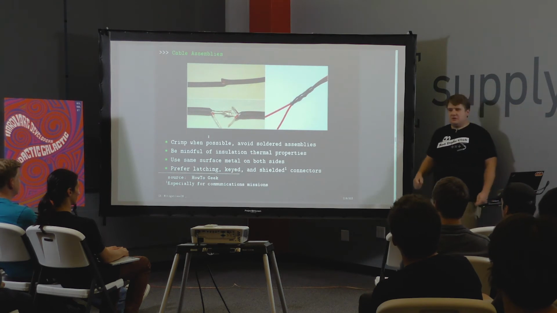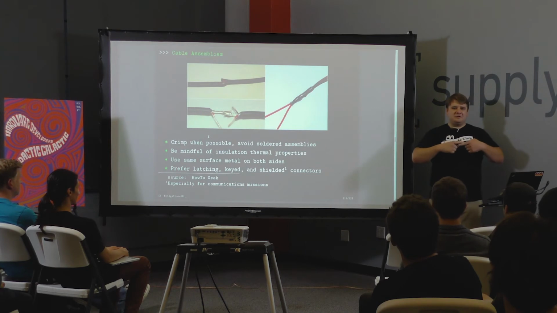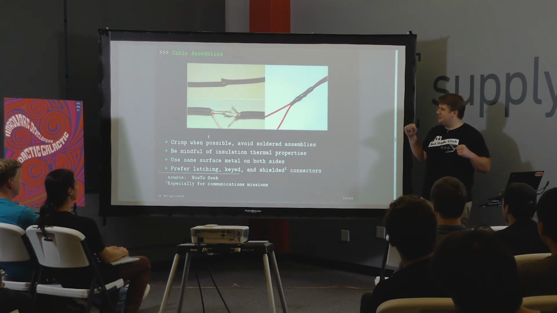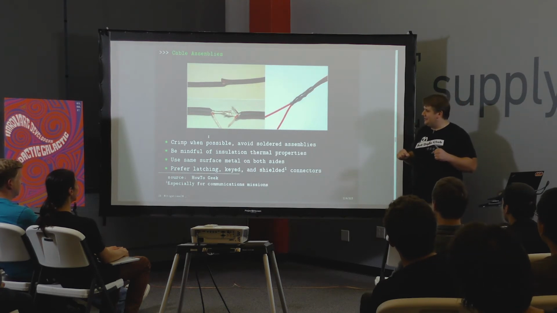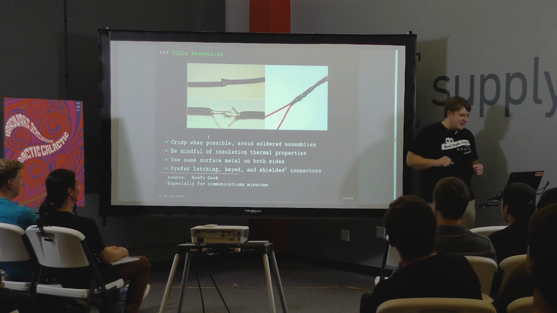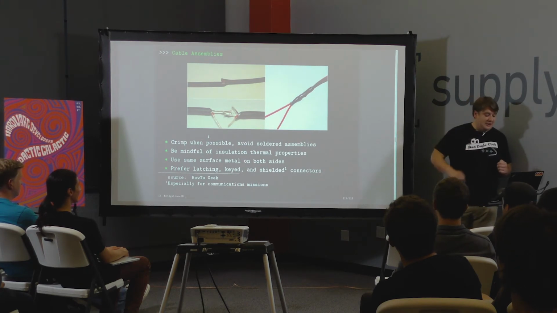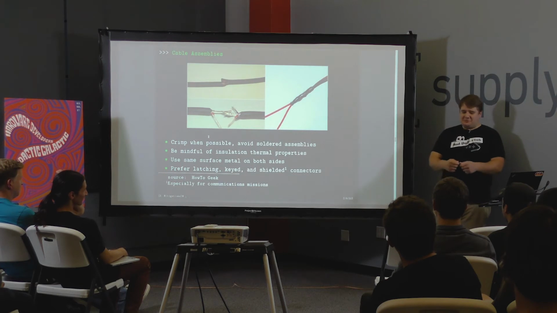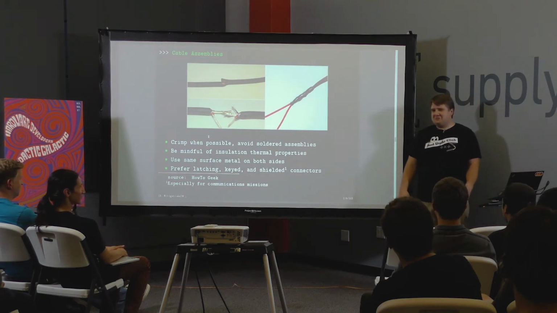Cable assemblies. Please crimp everything. If you need to join two wires, put them in a sleeve, crimp that. Soldering will get you into trouble. You could ask me how I know later. What kind of trouble? Just stuff failing, and then you get it back and the solder is cracked. It's like, oh, wasted this perfectly good experiment.